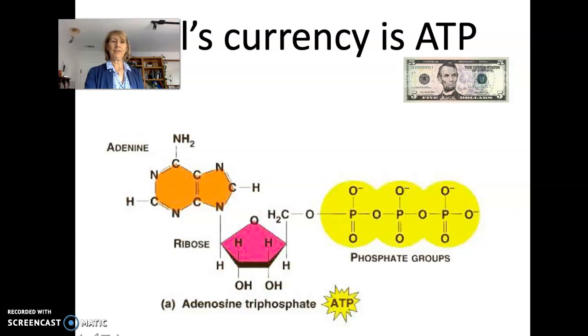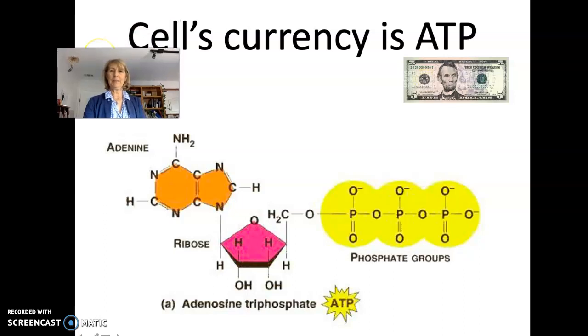This is a summary in case you do not remember what ATP looks like. It's the currency, it's your fuel. It has adenine. It's a nitrogenous molecule, nitrogenous base. There's the nitrogen. It has a sugar, ribose, and then attached onto that is a phosphate, which is phosphorus with 4 oxygens, phosphorus sharing oxygens here. This is the phosphate part.